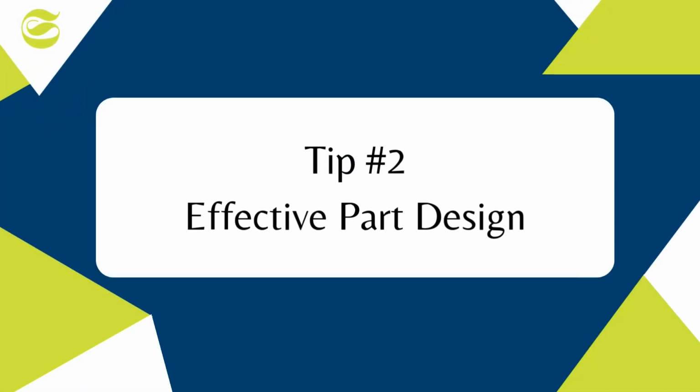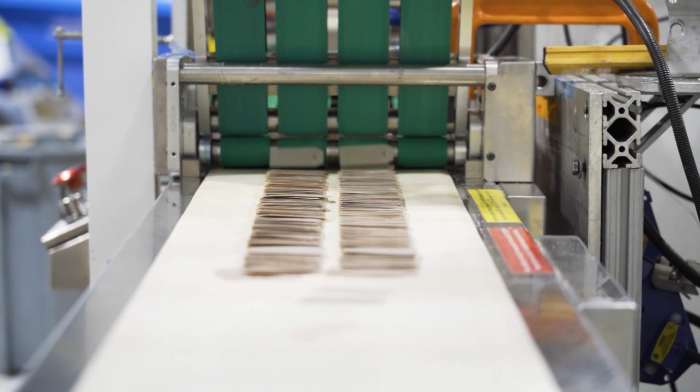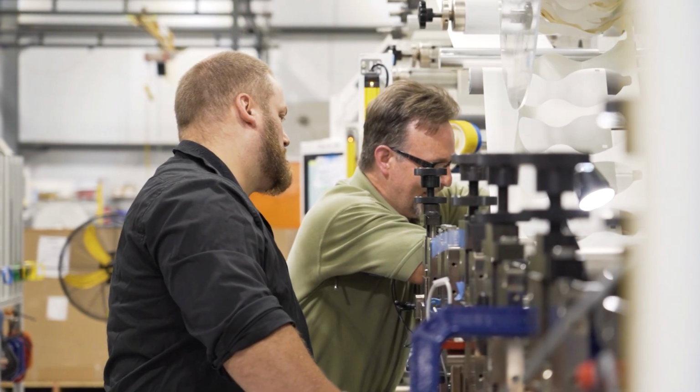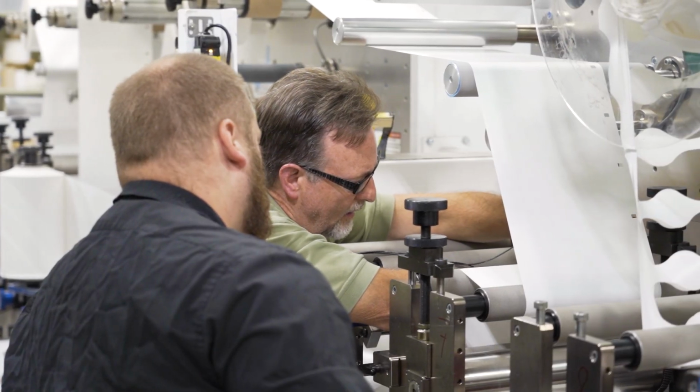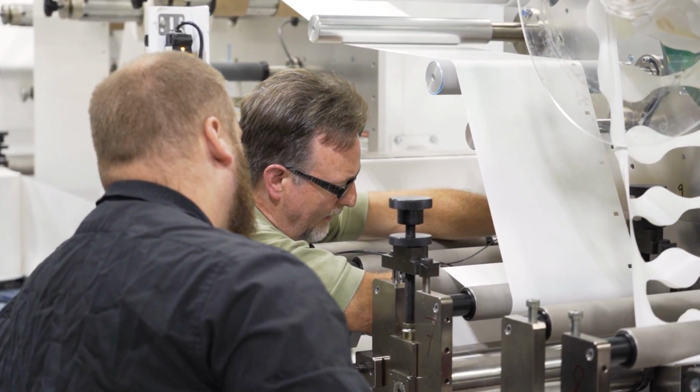Secondly, effective part design plays a crucial role. Designs with multiple layers, tight tolerances, and complex shapes tend to be more complicated to produce, which means they tend to generate more defects. In addition, because the processes are more complex, they require more setup time, which is more setup waste. All of this starts to add up when you have a more complicated project.